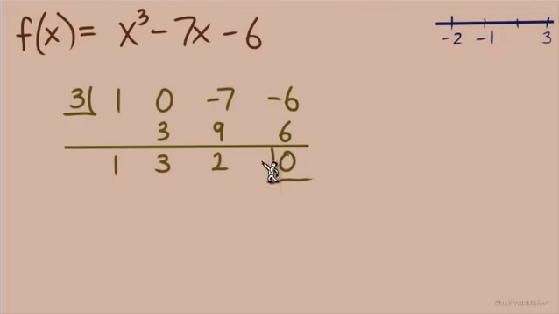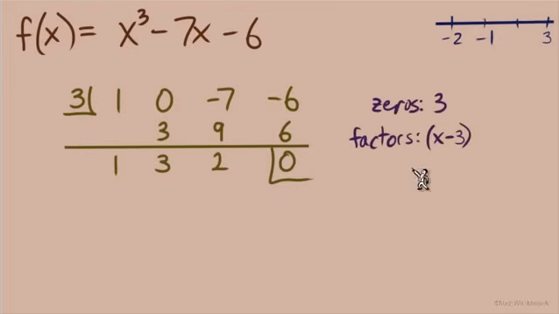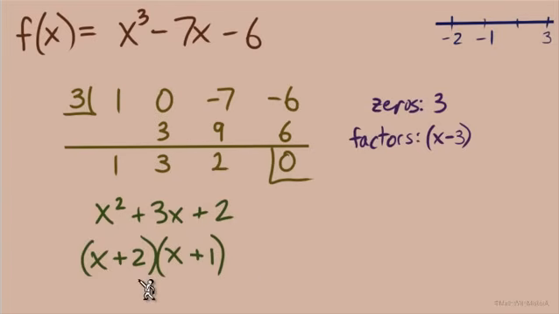We get that remainder 0, and that's great. So we have confirmed that 3 is a 0, and x minus 3 is a factor. Let's use these coefficients of the quadratic to find our other factors. We can factor this one, x squared plus 3x plus 2 is x plus 2 times x plus 1. So we have all 3 factors, and the zeros at 3, -2, and -1.